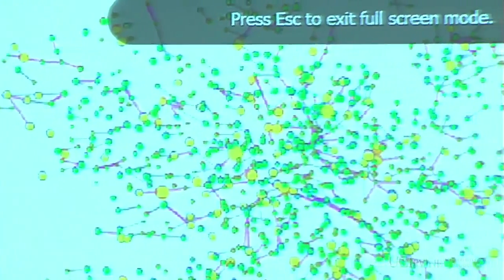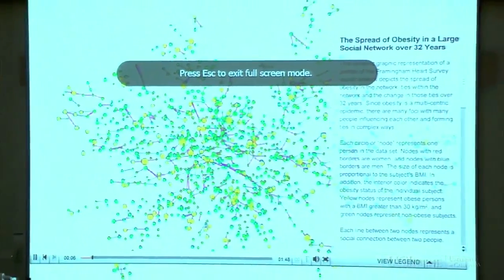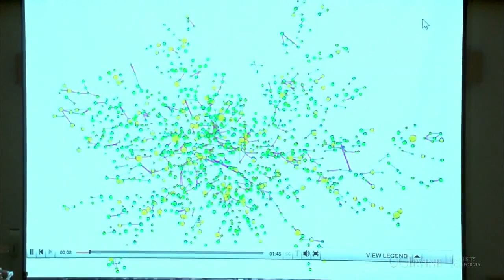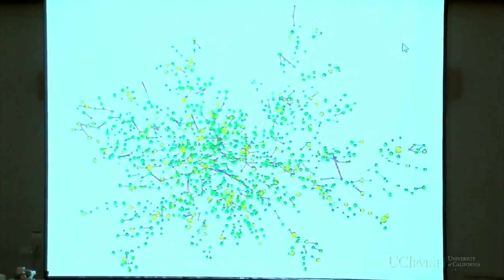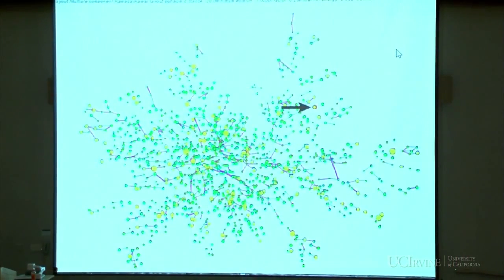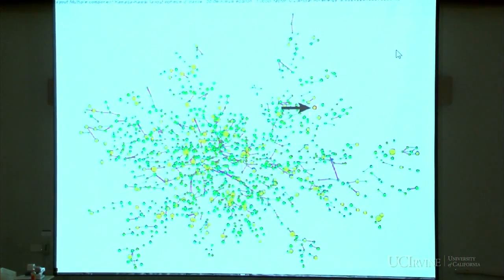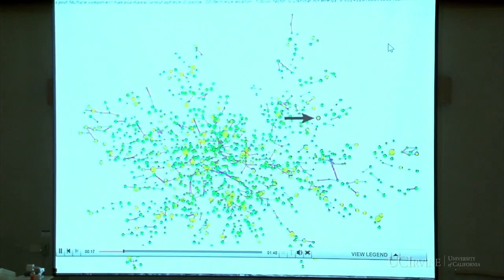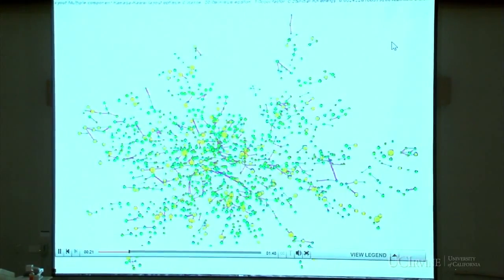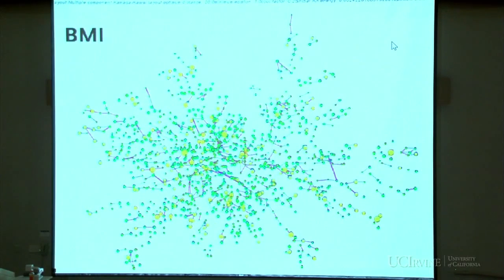This is a dynamic graphic representation of a portion of the Framingham Heart Study social network. Each circle or node represents one person in the data set. Nodes with red borders are women, and nodes with blue borders are men. The size is proportional to each person's body mass index, or BMI, which is the weight in kilograms divided by the square of the height in meters.